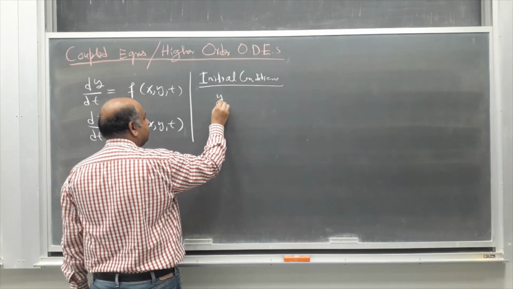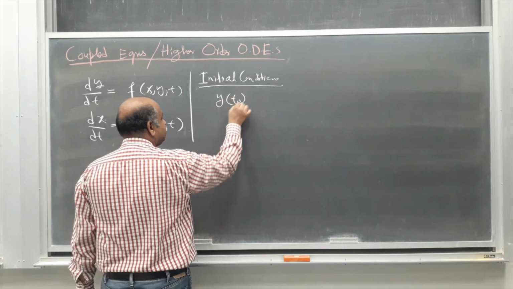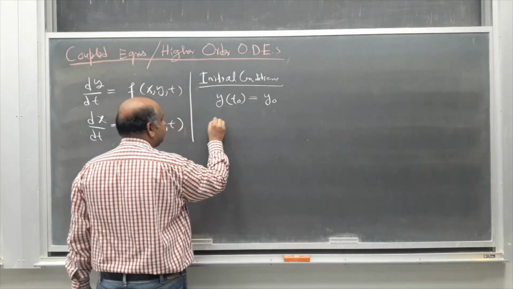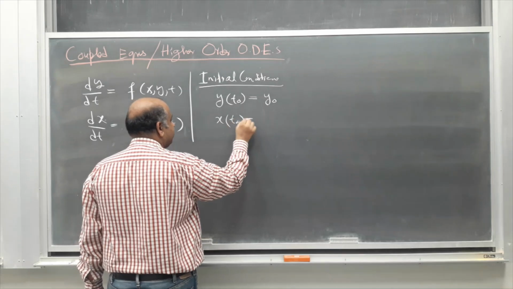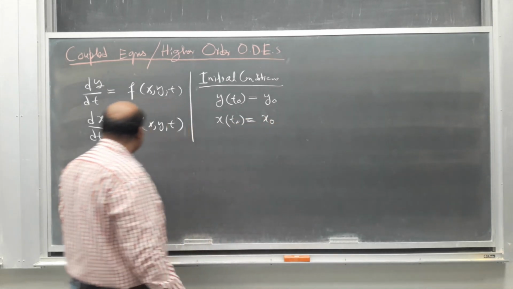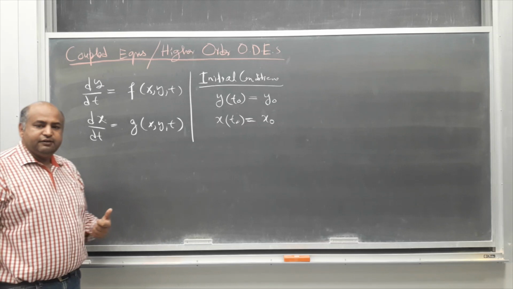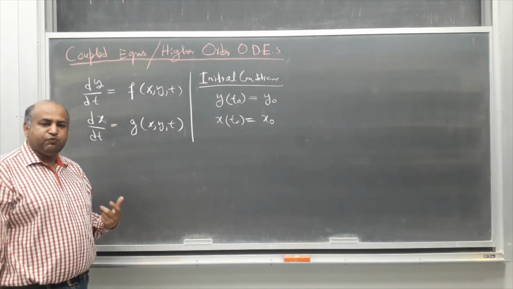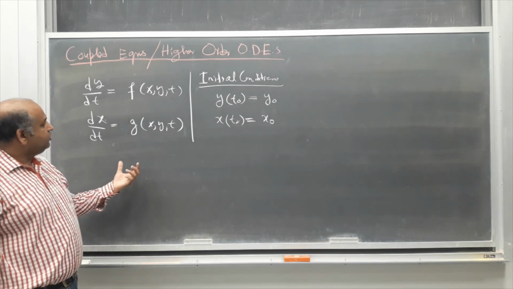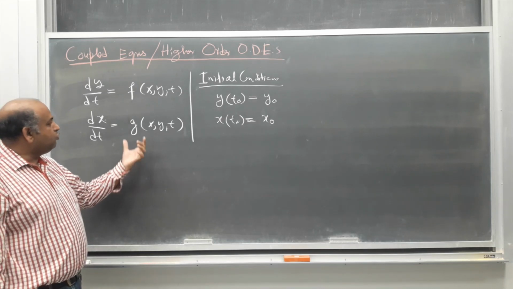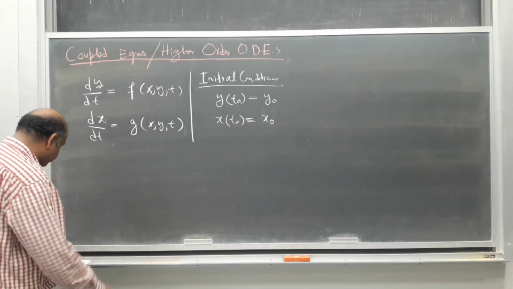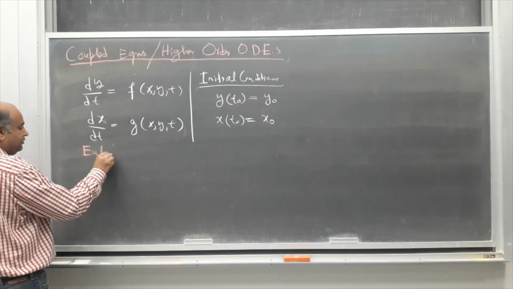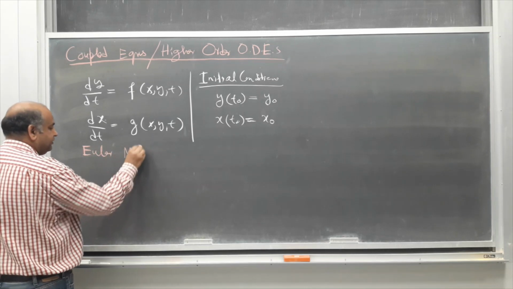Let's say we are given the value of y at initial t, which is y naught, and then we are given the initial value of this variable, x naught. We already know how to handle a first order single differential equation using the Euler method and backward Euler method. So I will use those methods to illustrate how we can solve these equations. So let's begin the solution using the simple Euler method or forward Euler method.